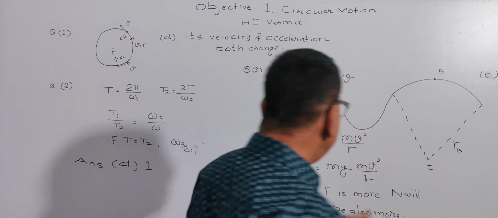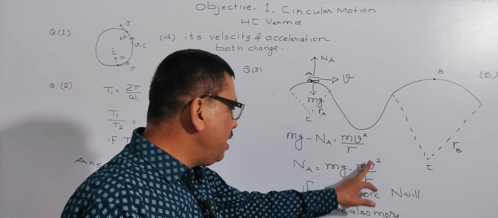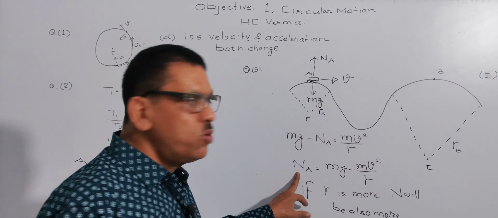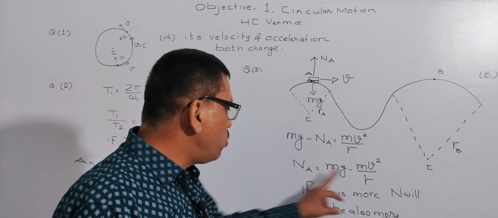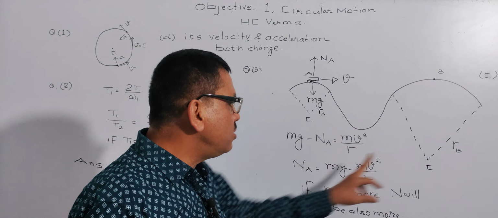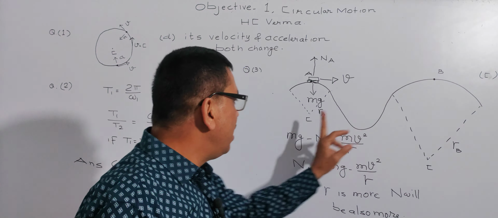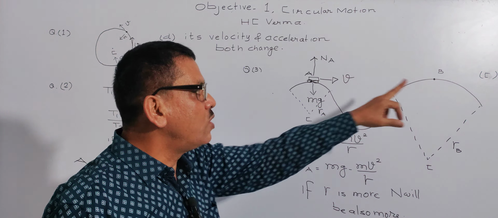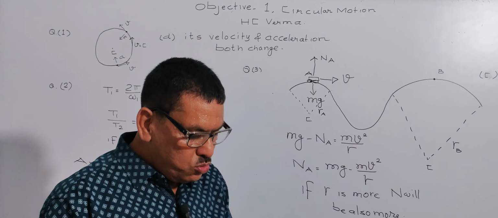Why? Because as R is more, this value will be less. Less is deducted, so more will be this value. So if R is more, this reaction is more. If R is less, this reaction is less. So the correct answer is C. Now what is the fourth one?